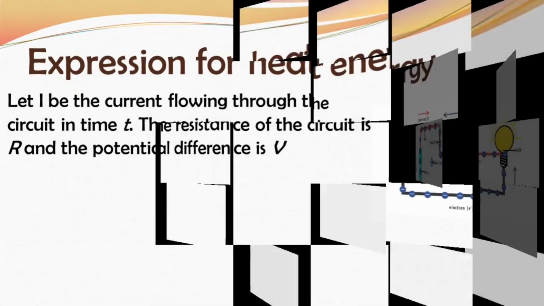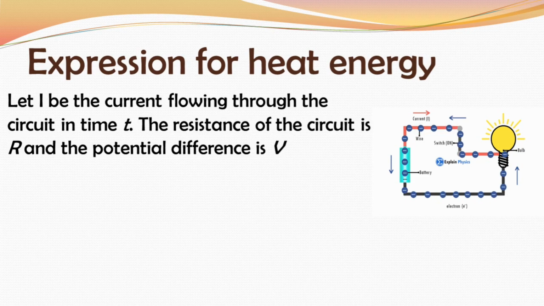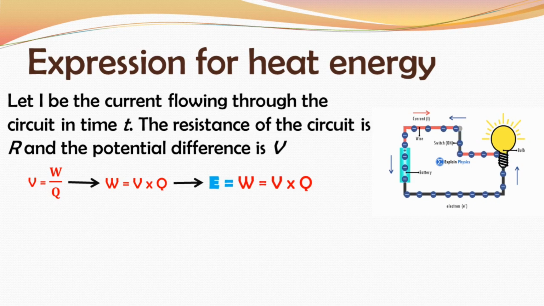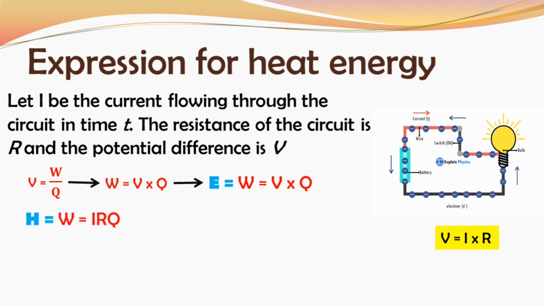Let's calculate the work done by current I when it flows through a resistance R for time t. When an electric charge Q moves against the potential difference, the amount of work done is given by W = Q into V. Also, we have learned that energy is the capability to do work. So, energy E is equal to work, which is again V into Q. From Ohm's law, we have V = IR. So now let's substitute V = IR in the equation for energy. Here we know that energy is released in the form of heat. So H is equal to work, which is IR into Q.